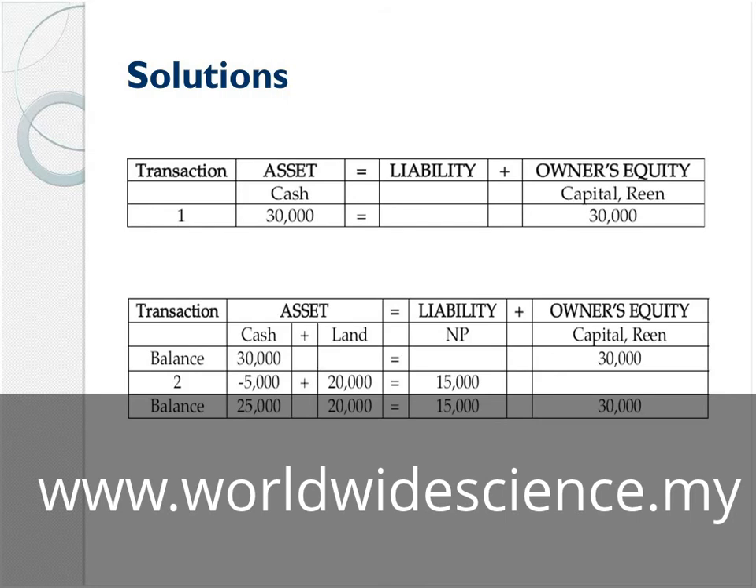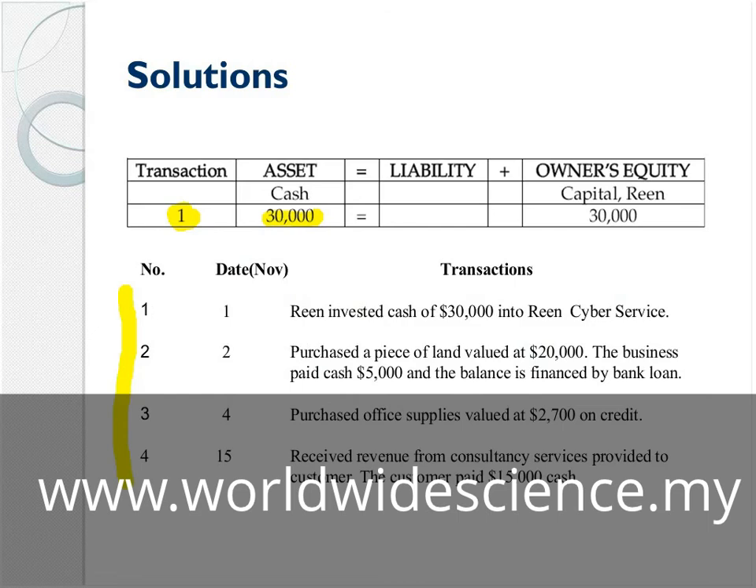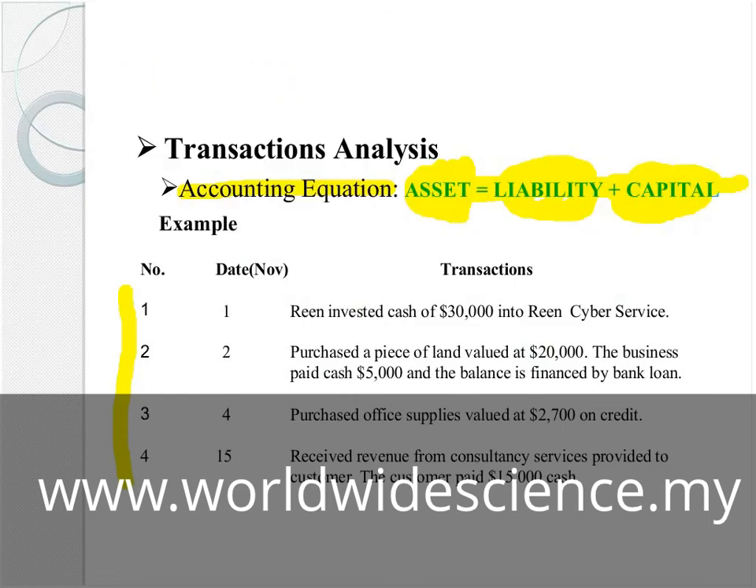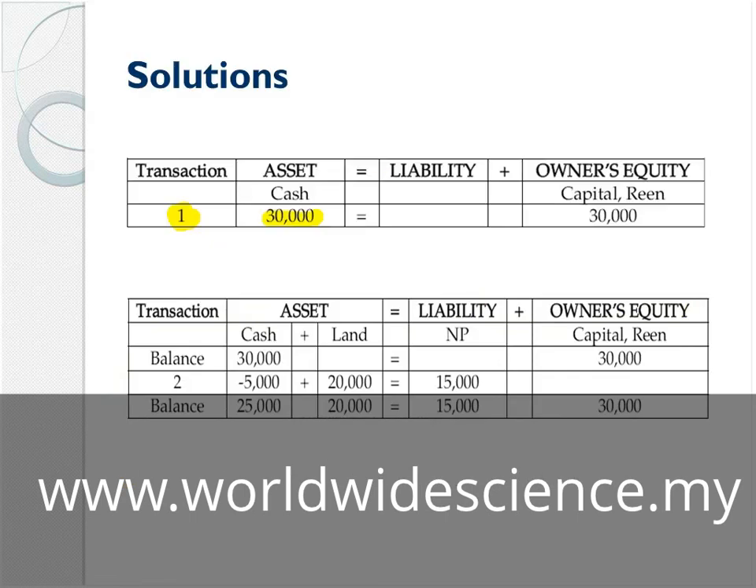You see, the first one, the transaction, 30,000. Why is the asset 30,000? You remember we have an accounting equation that assets equal liability plus owner's equity. So first we invested 30,000 cash in the company, and we show that the owner's equity equals 30,000, right? The capital of Rin's capital. So we put on the capital, this is 30,000.